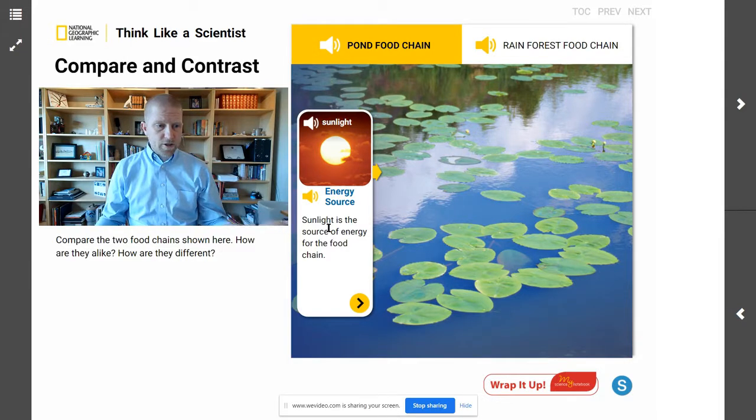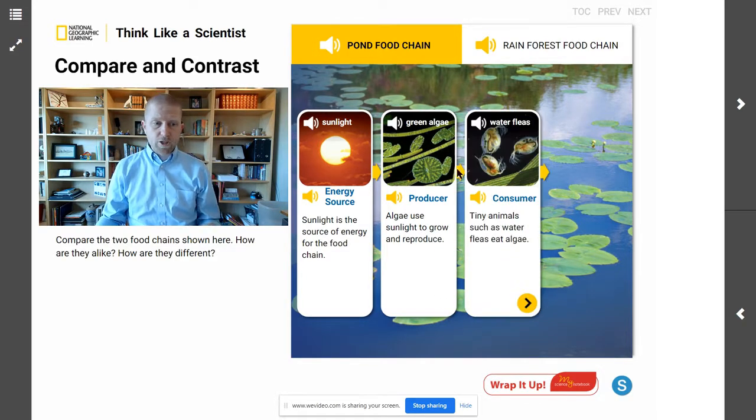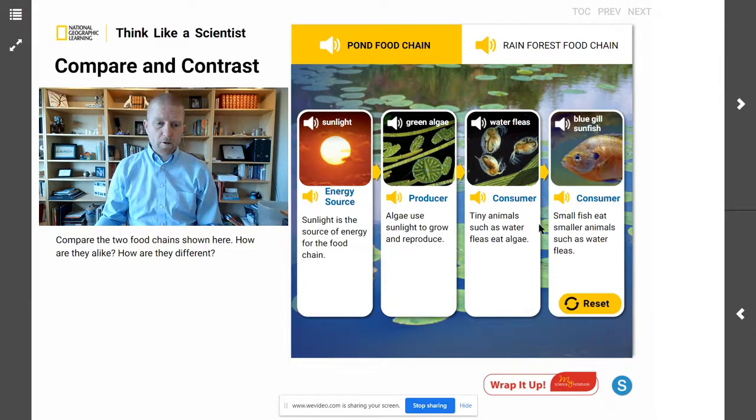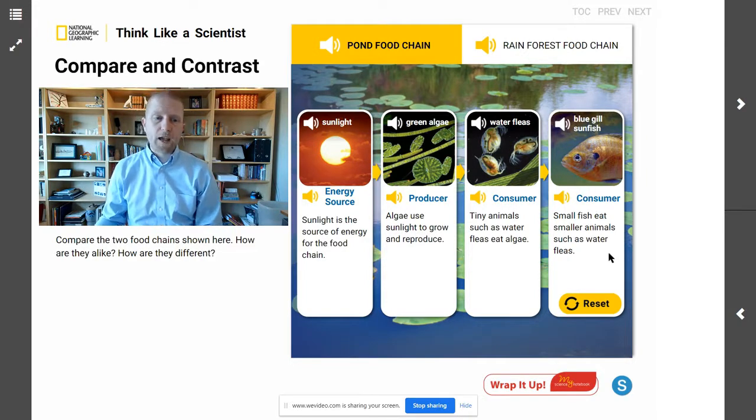So the first energy source is sunlight. Sunlight is the source of energy for the food chain. The sunlight gives its energy to the algae. Algae use sunlight to grow and reproduce. The algae gives its energy to the tiny animals such as water fleas that eat the algae. The water fleas then share their energy as they are consumed by the bluegill sunfish. So small fish eat smaller animals such as water fleas.